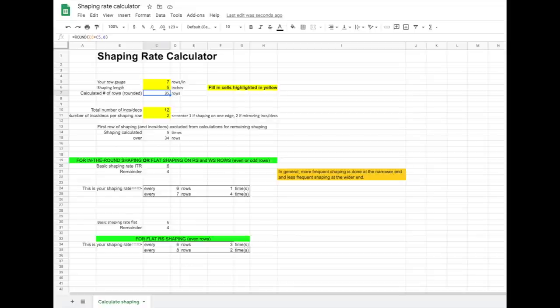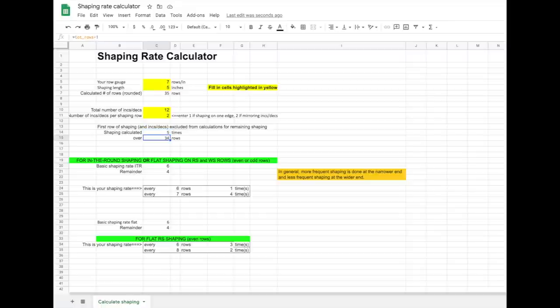But if you have a weird fractional row gauge or a fractional number of inches, then this is going to round it to the nearest number of rows. The next thing you input is the actual total number of increases. In the case of the example I showed you, it was 12 increases that were going to be worked all together. And then you enter whether you were doing one increase or decrease per shaping row, or if you're doing two. If you're doing symmetrical increasing or decreasing, like for a sleeve, then you'd put two in. But if you're only increasing or decreasing on one edge of your fabric, then you would enter one. So what this is telling you is that we're excluding that first row, so that we're going to be calculating the shaping five times over the remaining 34 rows.